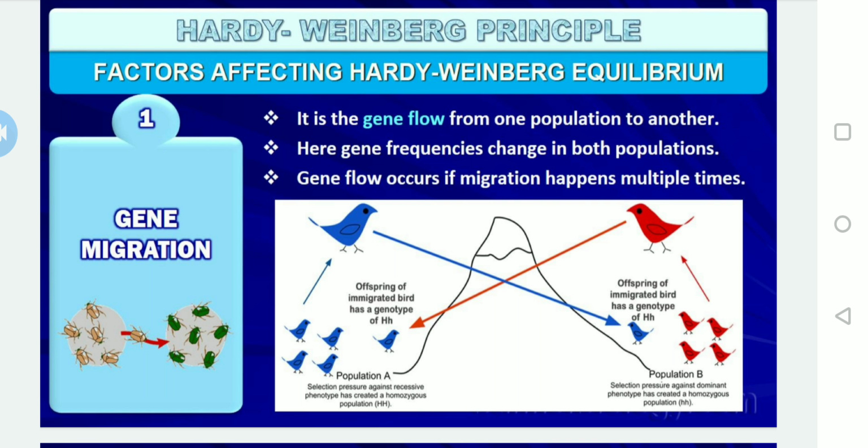Yeah, as I said, which is the first factor? Yes, that is gene migration. It is also known as gene flow. So gene migration is also known as gene flow.